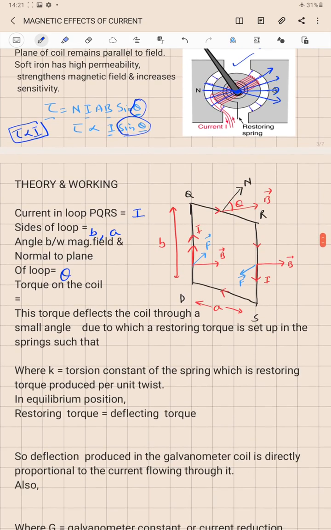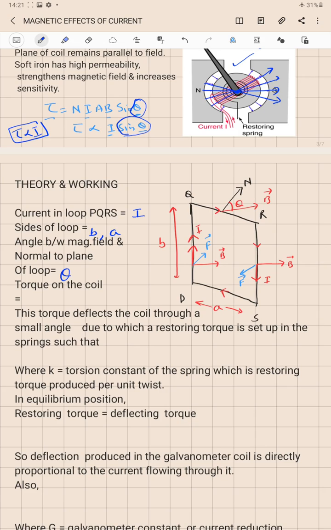Next, theory and working. Here we have again the same figure which we have used for finding the torque acting on the coil. The current I is flowing in the clockwise direction. The sides of the loop are of length B and A, and the angle between the normal to the plane of the loop and the direction of the magnetic field is theta.